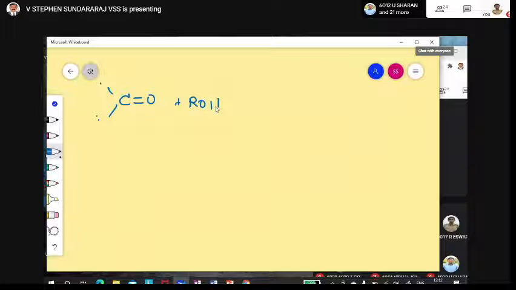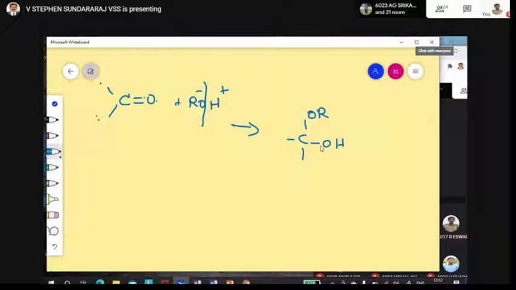In ROH, what is this? This is H plus, OR minus. So here, what is the product you will get? C, two bonds are there. Nucleophile is OR, and this O will be attached to it. This is a double bond O, this H will come. Okay, so this is hemi-acetal.